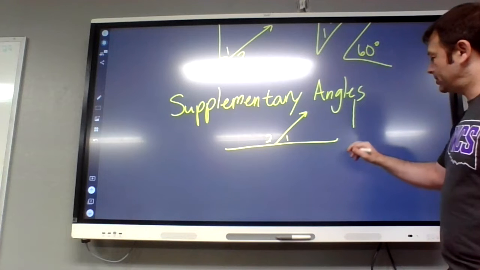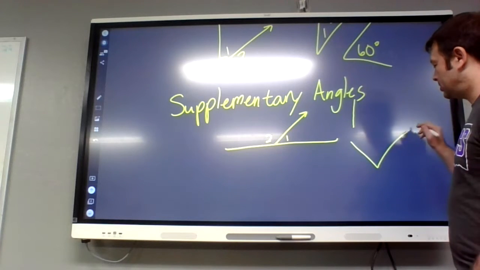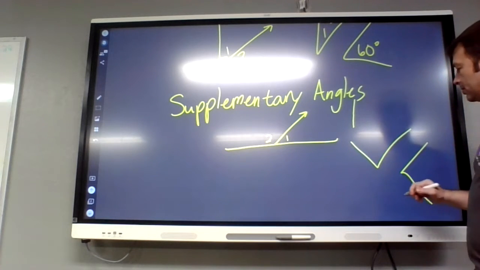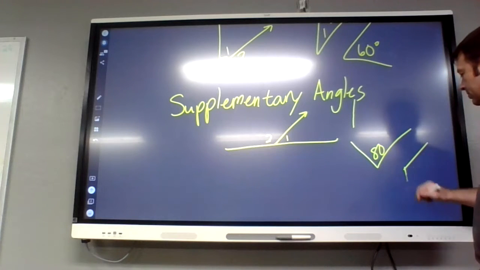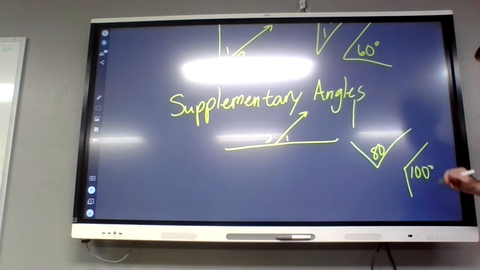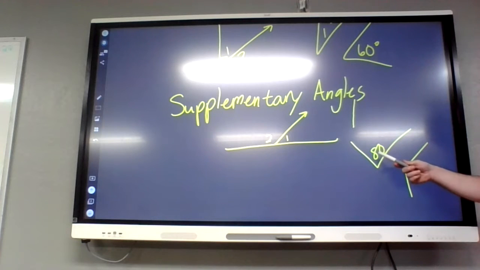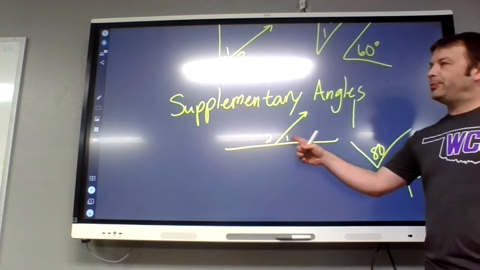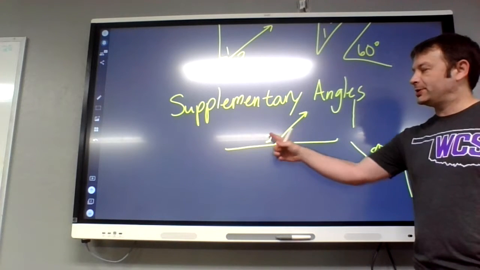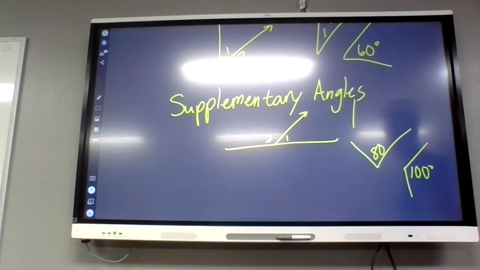But do they have to look like a linear pair? No. Like if this were 80, and this were 100, these would be supplementary angles because they would add up to 180. Okay. If they're a linear pair, they are definitely supplementary angles because they have to add up to 180.